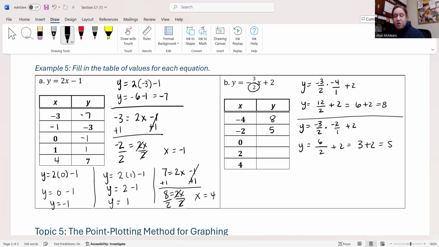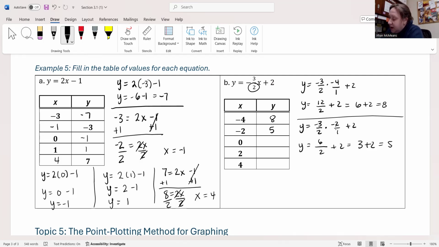So again, by choosing x values that are divisible by 2, when I multiply by that fraction that has a denominator of 2, everything simplifies out to where I get these nice integer values. It's easier to plot integer values than fraction values. That's the reason we try to avoid the fractions if we can. We're going to do another one.